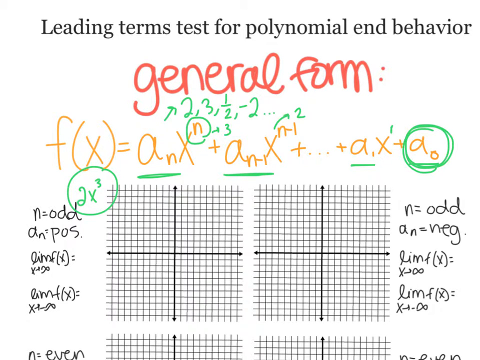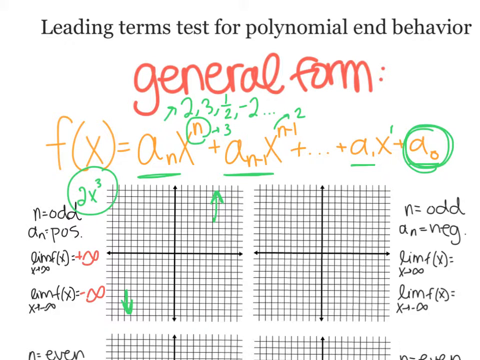So we are going to see that when our n is odd and when our a sub n is positive, our graph is going to have an endpoint that is coming up this way and an endpoint that is going this way. We have no idea what is happening in the rest of the function, but we do know the right side is going to be going up into infinity, and the left side is going to be going down into negative infinity. So when we look at the limit, we would say that the right endpoint is going to infinity, and the left endpoint is going to negative infinity.